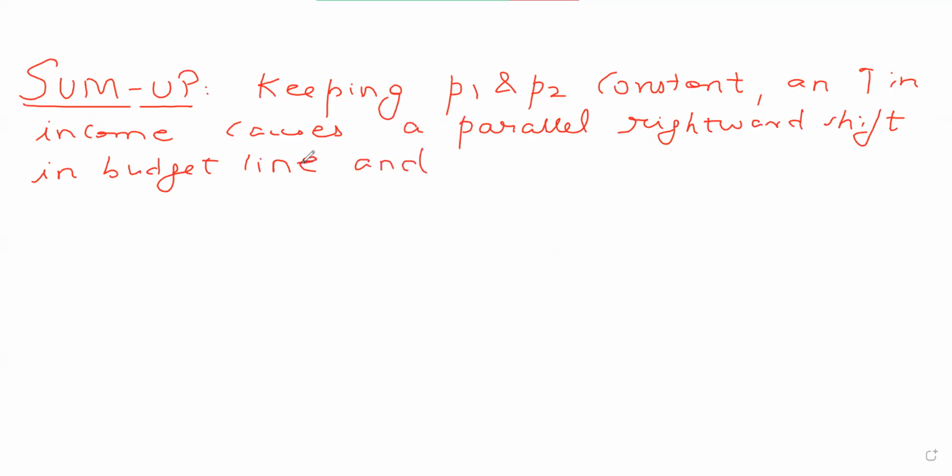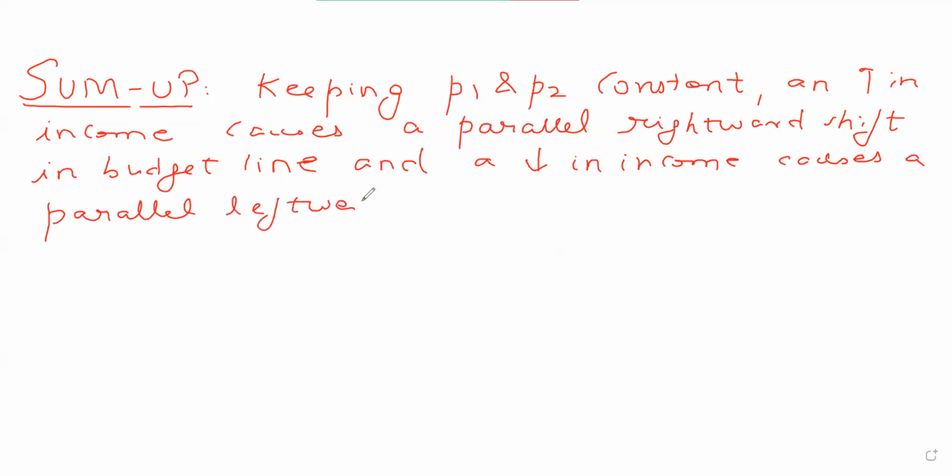And a fall in income causes a parallel leftward shift in the budget line. So hoping students have understood this particular part.